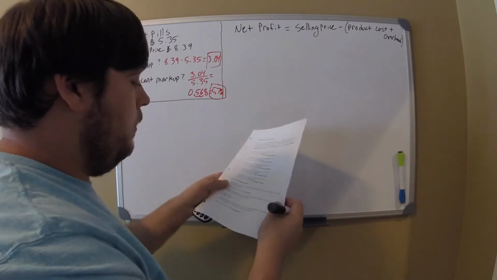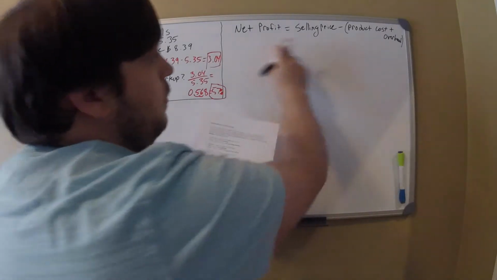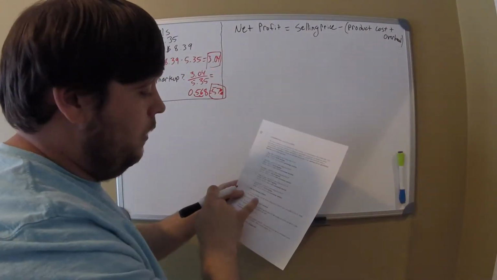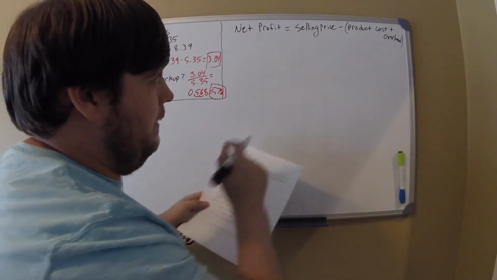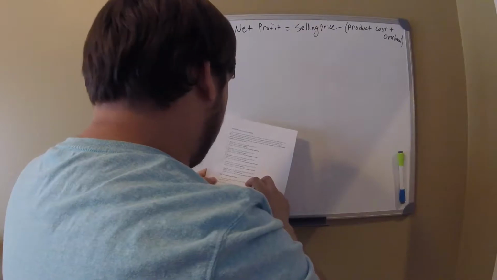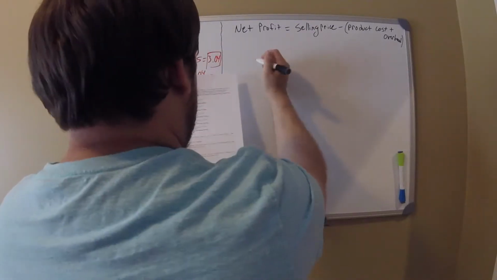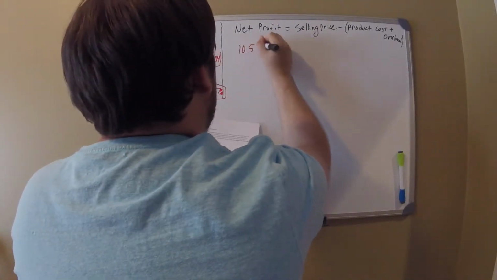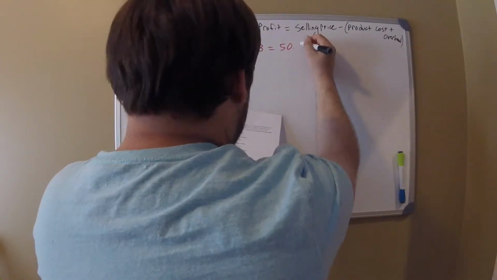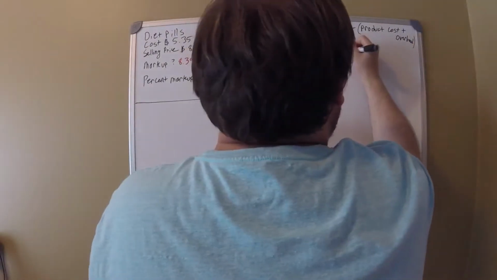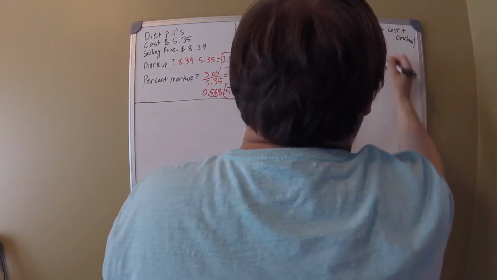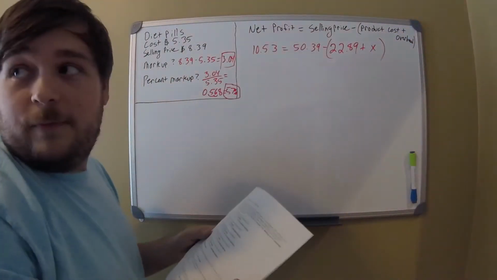So essentially, they're telling you everything in this problem except one. So all you have to do is plug and chug. So the net profit is $10.53. Selling price is $50.39 minus the cost of the item, $22.89, plus our overhead, which is X.